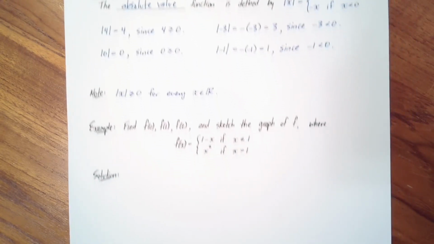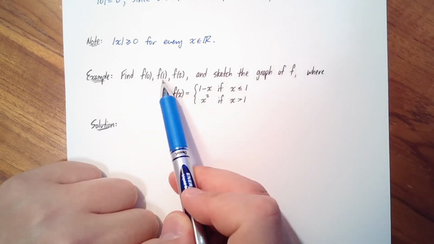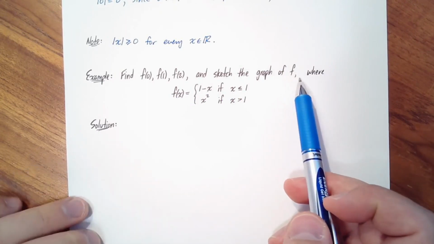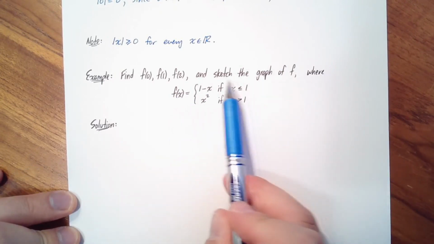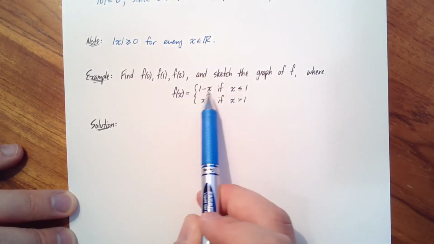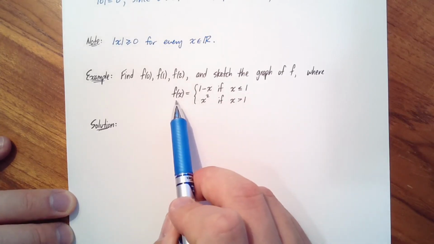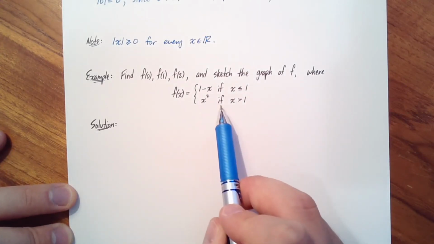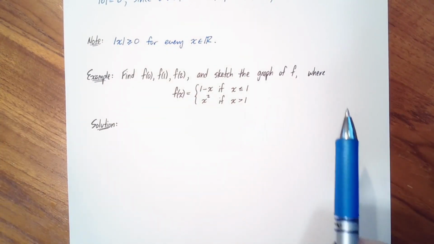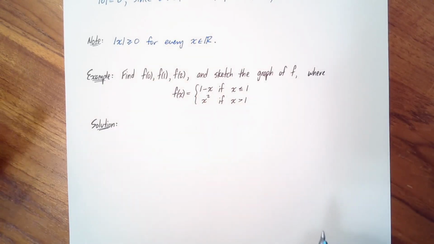Okay, what else do we have on this page? We've got another example. So we want to find f of 0, f of 1, and f of 2, and sketch the graph of f, where f is the piecewise function that's defined down here. Okay, so f of x is determined by the rule 1 minus x for values of x that are less than or equal to 1, and f of x is determined by the rule x squared if x happens to be greater than 1. That's how you can read these too. Okay, so let's start by computing these three quantities, and then we'll worry about sketching the graph afterwards.